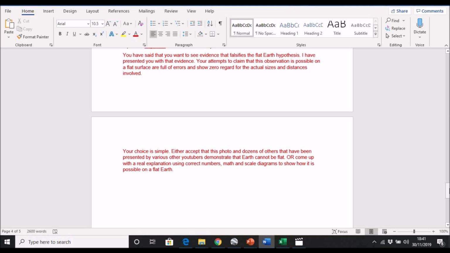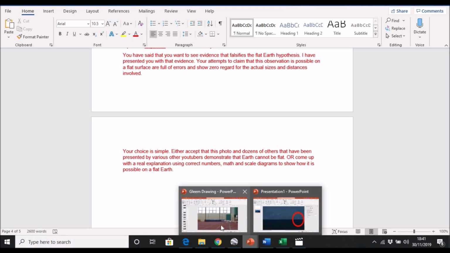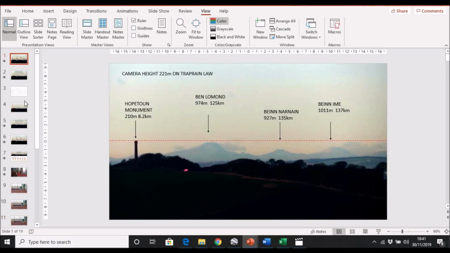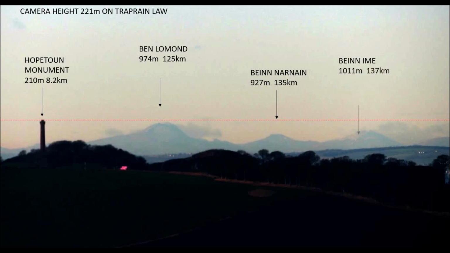And if you could manage to deal with the one observation that I've asked you to deal with, which is the hills and the Hopetoun Monument, the very first observation that started this whole video off. So if you could explain this in terms of a flat Earth, I honestly don't think you can. I think it would be highly unlikely, but I remain open to the possibility that there may be a flat Earth explanation for this.